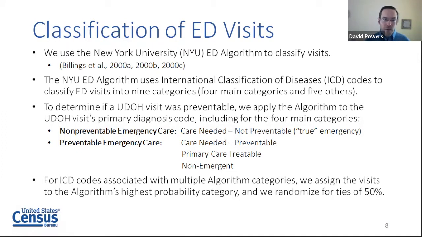the 4 main categories. For non-preventable emergency care, there's care needed, not preventable. So a lot of times we'll construe this to be a true emergency visit. And then under preventable emergency care, we have 3 types: care needed, preventable; primary care treatable; and non-emergent. So those are the 4 main categories. And for ICD codes associated with multiple algorithm categories, we assign the visits to the algorithm's highest probability category. And if we have a 50% tie, we're going to randomize.